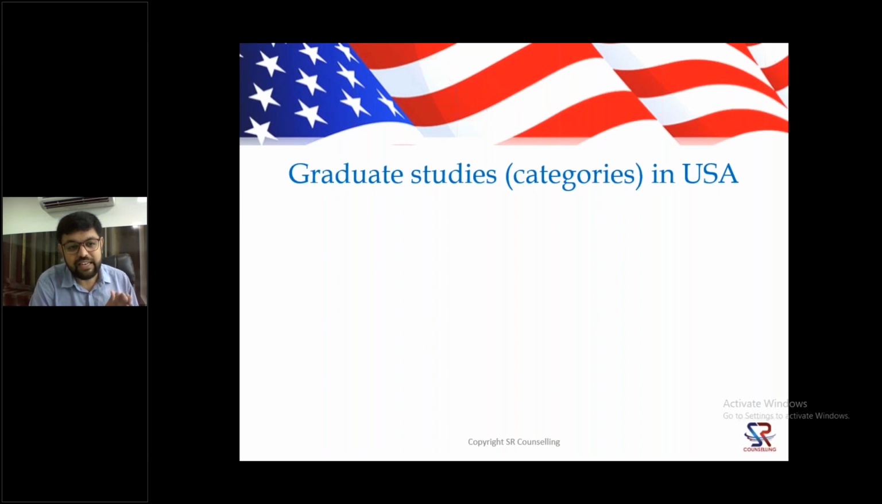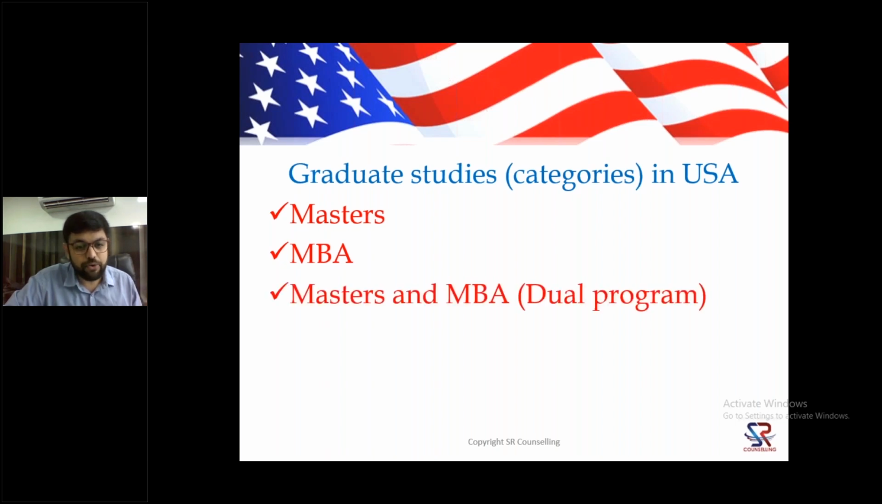First, let's understand what the different options are. If you choose to do graduate study in the United States, you can do your master's, you can do your MBA. A lot of universities also offer a dual program, which is a master's plus an MBA program. And at the end of it, you can also go ahead and do a PhD.